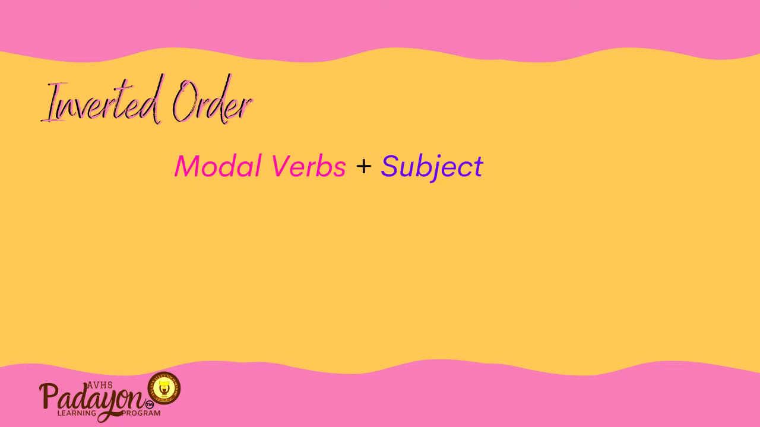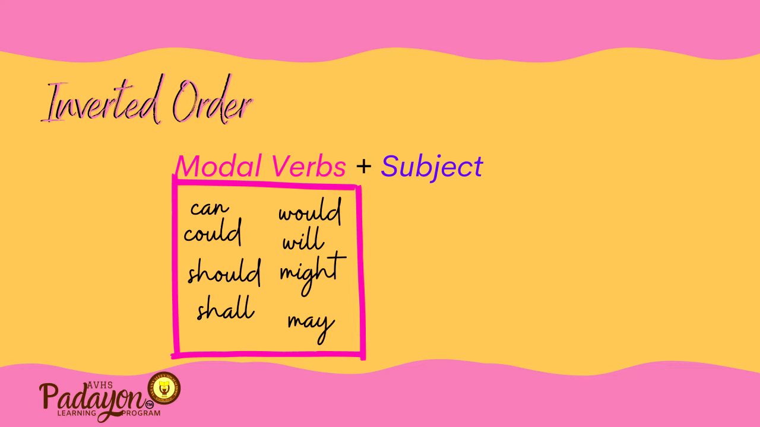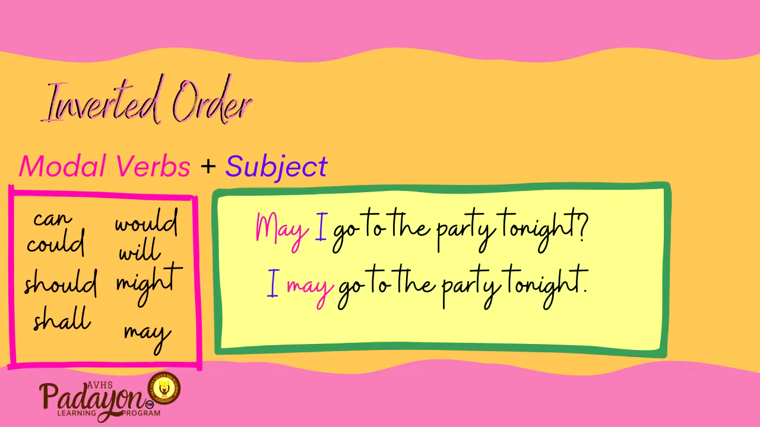We have here another format: modal verbs plus subject. Here are the examples of modal verbs: can, could, should, shall, would, will, might, and may. Example: May I go to the party tonight? So we have the modal verb may before the subject I. In its natural order, it becomes, I may go to the party tonight.